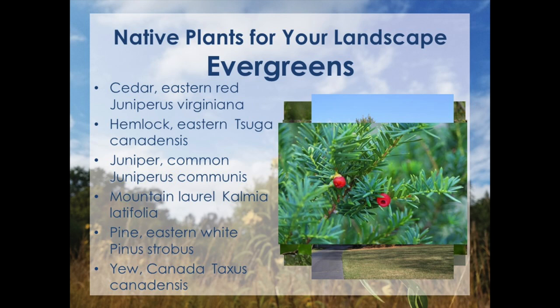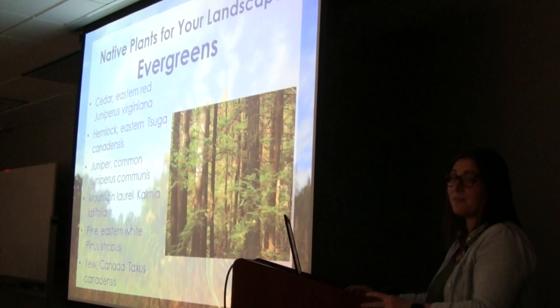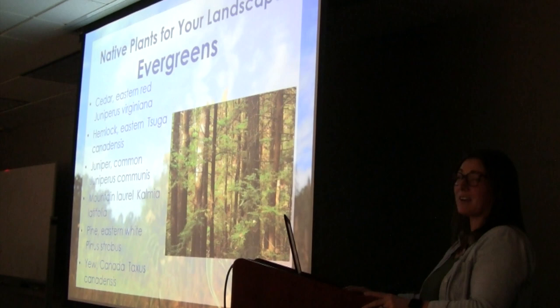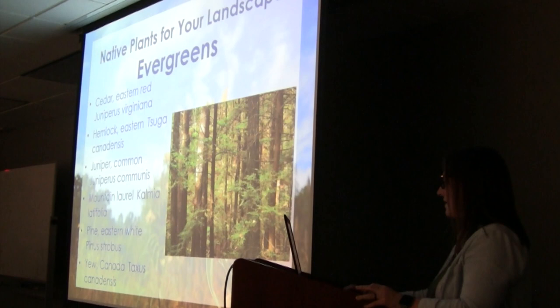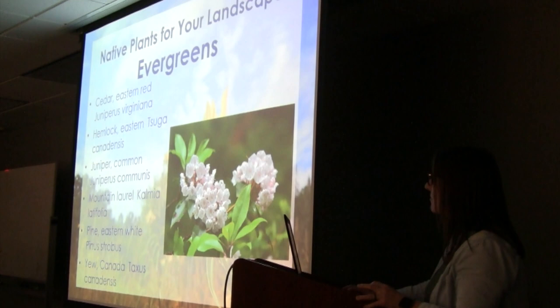Evergreens. We got cedars. Hemlocks, unfortunately, it's not a great idea to plant a hemlock in your yard right now. We do have the hemlock woolly adelgid and the hemlock elongate scale that are kind of affecting the health of hemlocks around here. So, you know, maybe it's better to plant something that is less likely to die in your yard. But if you want one, go for it. Common juniper. Mountain laurel.